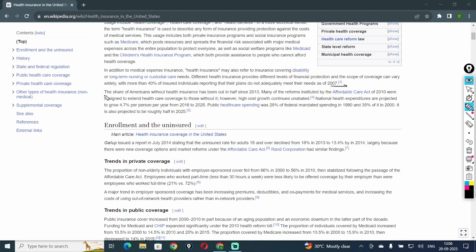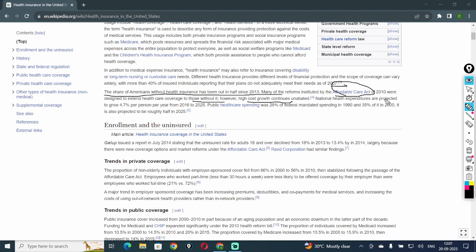The share of Americans without health insurance has been cut in half since 2013. Many of the reforms instituted by the Affordable Care Act of 2010 were designed to extend health care coverage to those without it. However, high cost growth continues unabated.